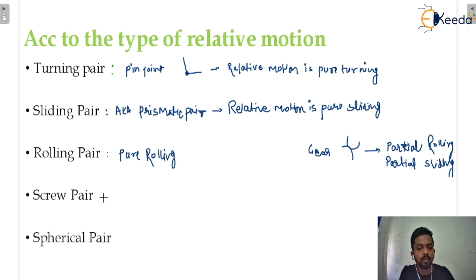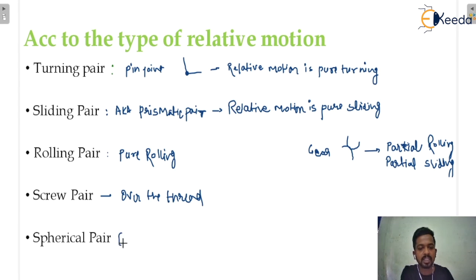So what is the meaning of the screw pair? When the relative motion is over the threads. So I can write here that when the relative motion is over the thread, that would be the screw pair.